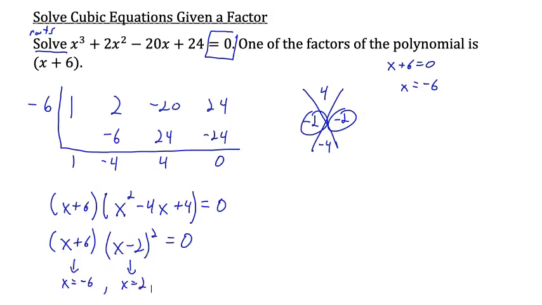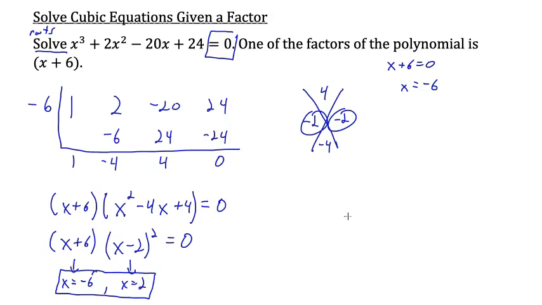Now this x minus 2 is a special solution. We can call this a double root, since it appears twice. It's x minus 2 times x minus 2. And that will be somewhat relevant as we move forward in our discussion. All right, so we have two solutions here.